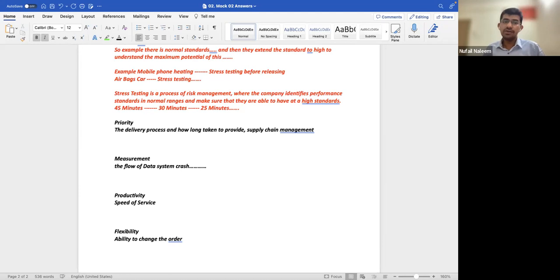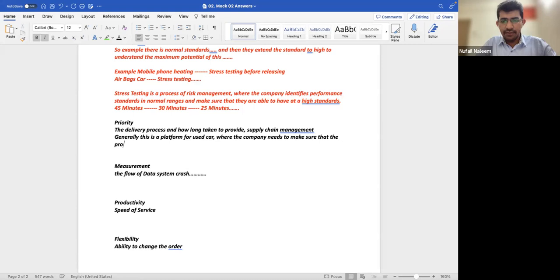Good. Now, students, priority: the delivery process and how long it can take, supply chain management. Generally, this is a car brand. This is a platform for used cars. A platform for what, students? Used cars.